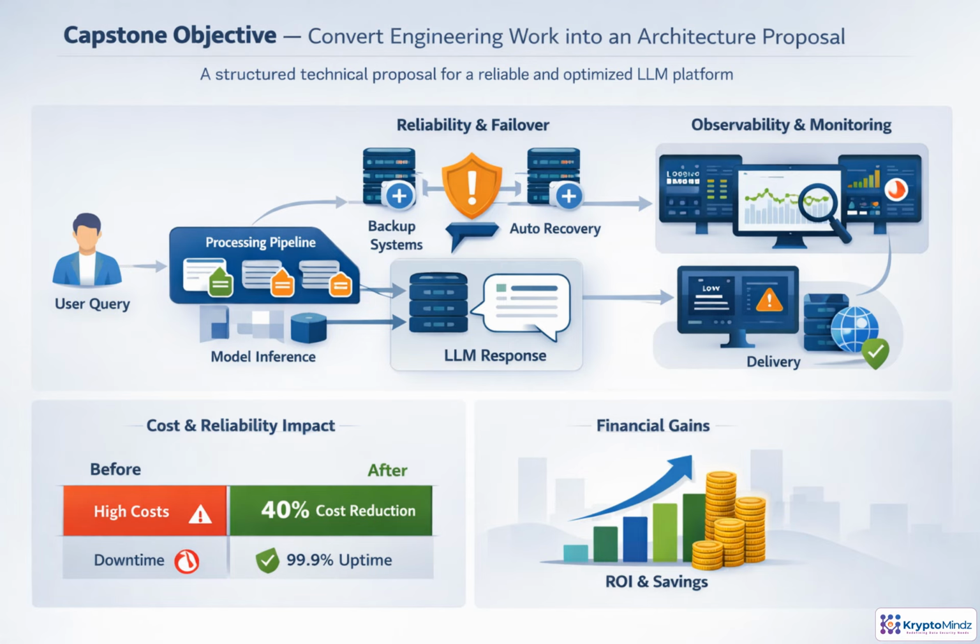This is where engineering decisions become something stakeholders could actually approve. Your proposal should trace the full production path from user request to processing, inference, response, and delivery. It should also explain reliability using the original failure modes as evidence for failover, recovery, and backup design. Add an operations plan for logging, monitoring, version control, quality checks, and drift detection. Then translate the redesign into business terms, with before and after metrics for cost, uptime, and expected return.